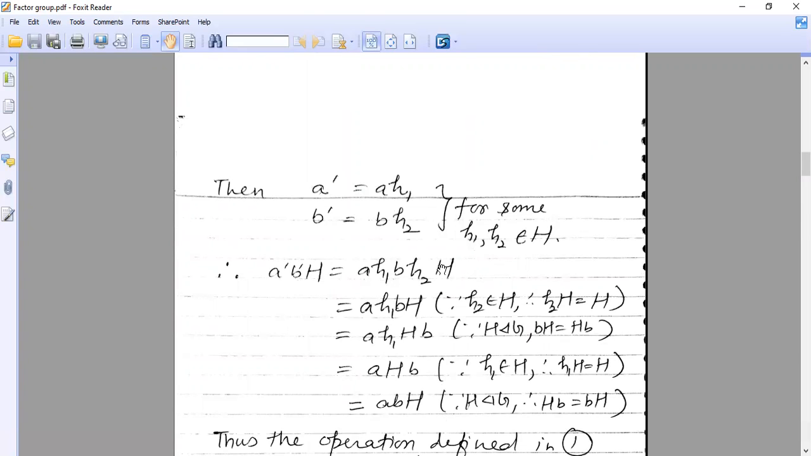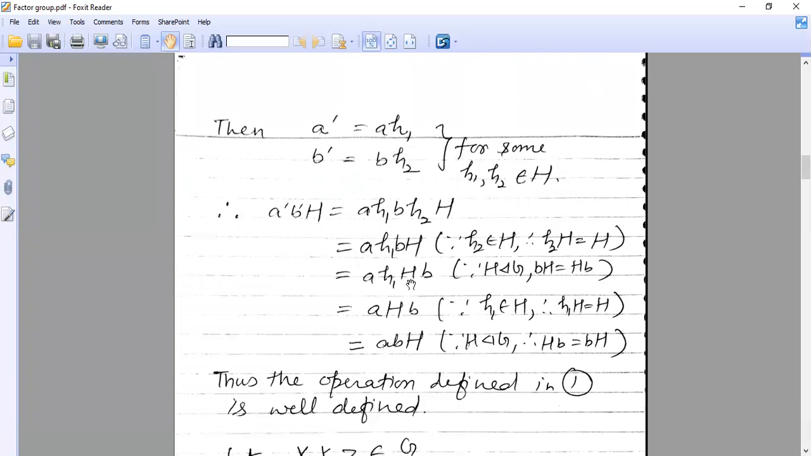Now, this is the next step. Here what we are doing, we are writing it as AH1 BH, because this is H2H and H2 belongs to H. So H2H will be equal to H. This property we have already seen in the properties of cosets. So this will be your H. Now BH will be equal to HB, because H is a normal subgroup. So every left coset is a right coset. So BH can be written as HB.